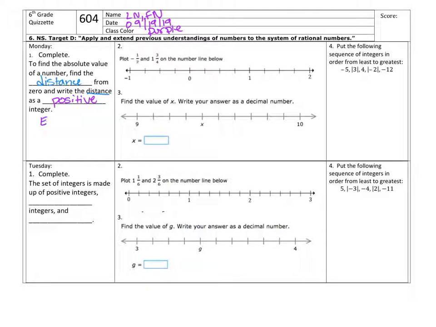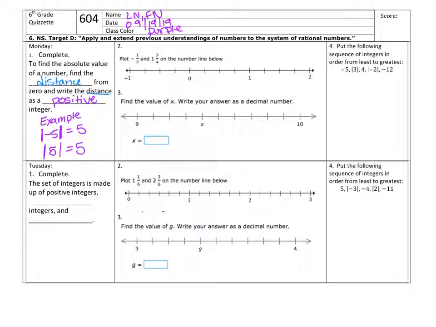I'll give you an example and go ahead and write this down. The absolute value of -5 is just the distance away from 0, which is 5. And the absolute value of 5 is also just 5 units. Both numbers are positive. So the solution to absolute value questions is just always going to be positive.